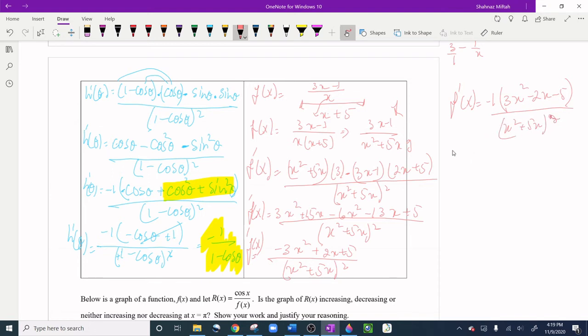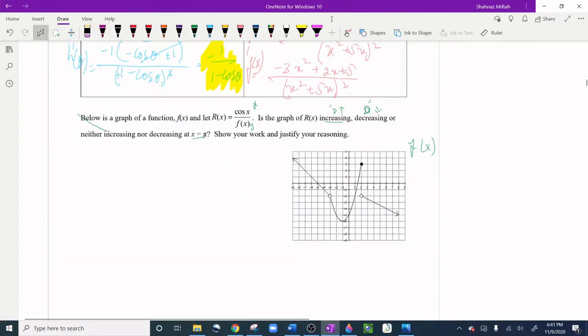Now factor this out, so negative 1 stays, and if I factor it, I'm getting 3. Since this is negative, two of my factors, one positive and one negative. So I can say x plus 1 and 3x minus 5 over (x squared plus 5x) whole squared. What else can we do here? Nothing. We're going to leave this alone. That's our answer. So this is how we got this question.